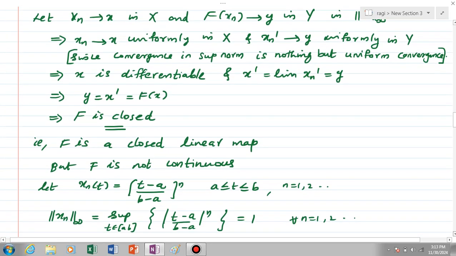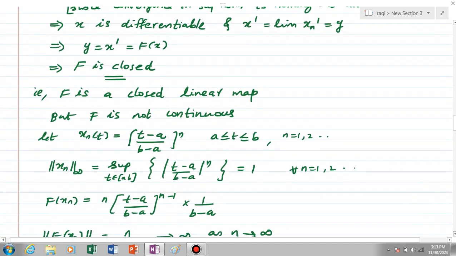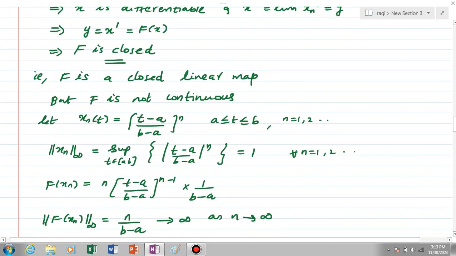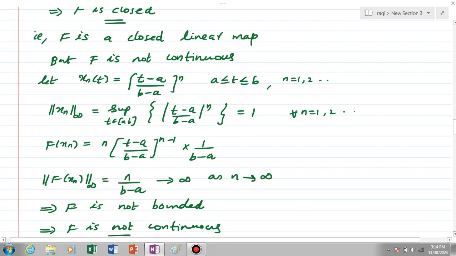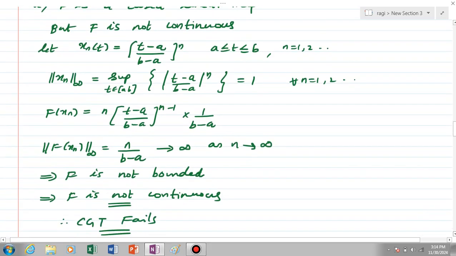But here F is not continuous, because let xn of t equal the functions ((t minus a) by (b minus a)) raised to n, for t an element of the closed interval [a,b] and n equal to 1, 2, 3, etc. Clearly norm infinity of xn is the supremum value, which is equal to 1 for every n. But F of xn is the derivative of xn, which is equal to n into ((t minus a) by (b minus a)) raised to n minus 1 into 1 by (b minus a), and norm infinity of F of xn is equal to n by (b minus a), which clearly tends to infinity as n tends to infinity. This means that F is not bounded here, and so F is not continuous.